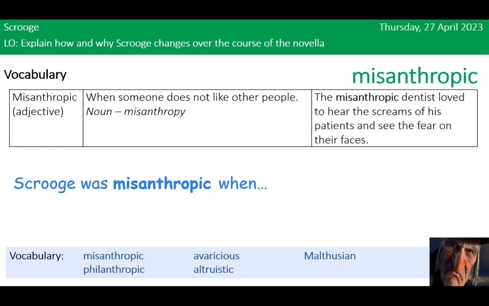Firstly, we need some key words that are imperative to A Christmas Carol. Misanthropic means when someone does not like other people. Make sure you get this written down. Scrooge was misanthropic when? I want you to finish this sentence. When was Scrooge misanthropic? What did he do? Pause and finish the sentence.